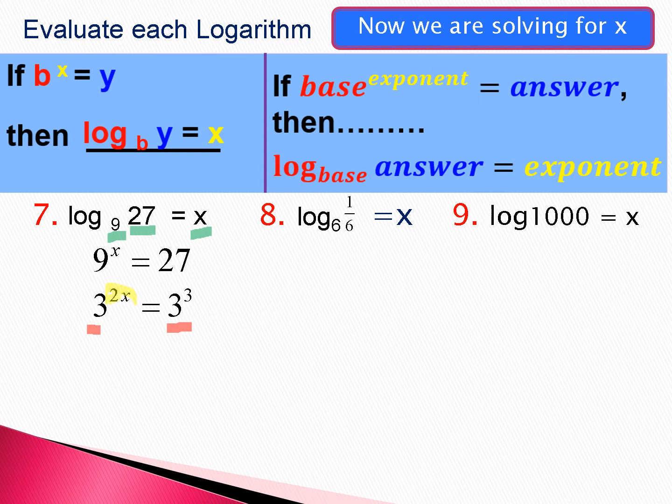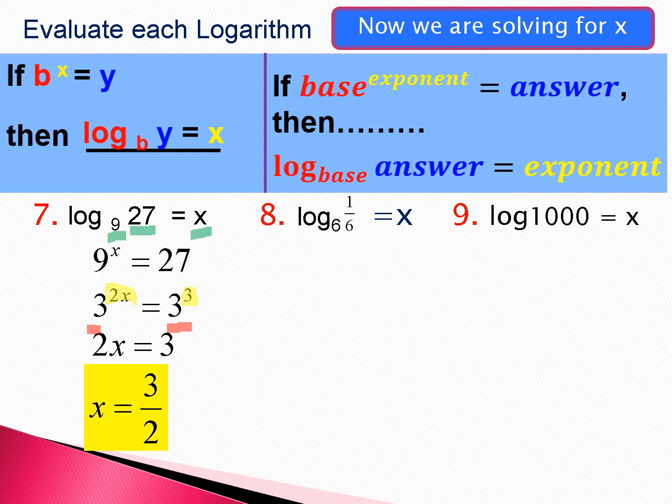And that is that they are also equal. So if the bases are equal, then the exponents have to be equal. So we're just going to forget about those 3's. We're going to set those exponents equal. So 2x equals 3, and then we solve for x. x equals 3/2. Okay? So that's pretty much it.